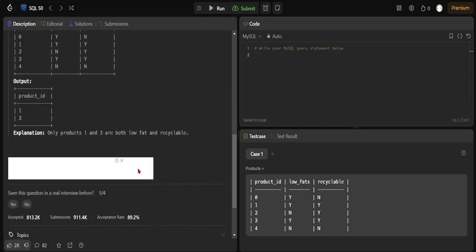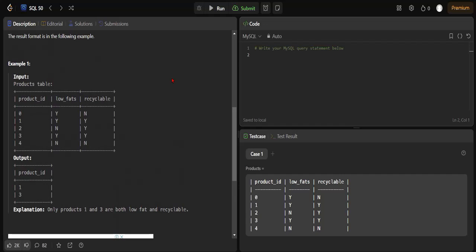By looking into this particular problem, we get to understand that it's basically a filtering kind of problem that needs us to do some sort of filtering in this table. So in this case, the where clause is something that can be used. So let's proceed with the solution for this.